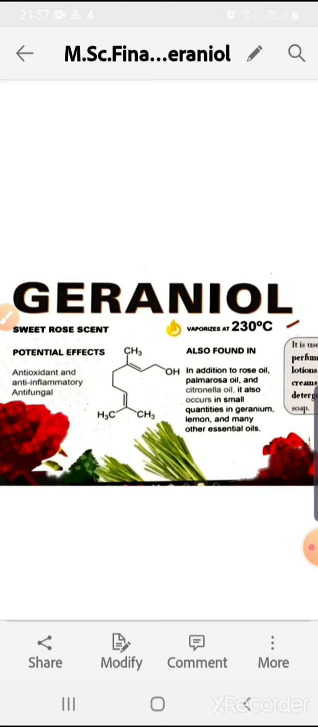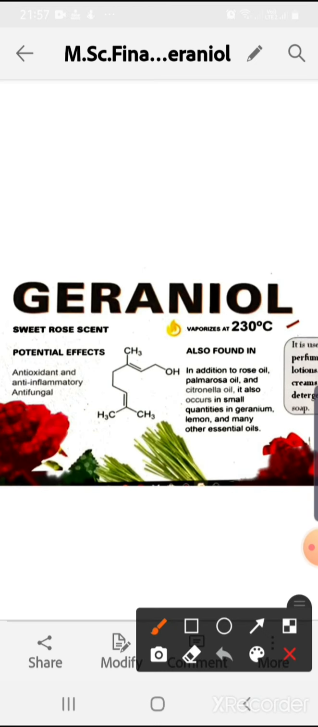Geraniol is an acyclic monoterpenoid. The structure is an acyclic monoterpenoid containing two isoprene units joined head to tail linkage.